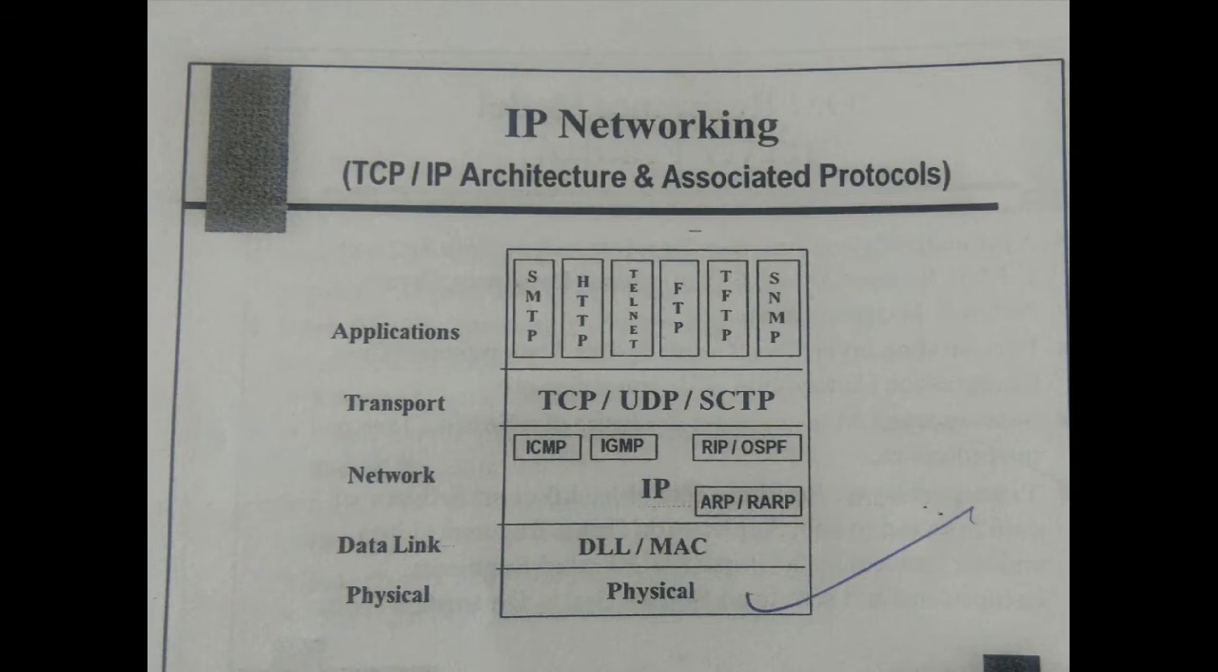In data link we have DLL or MAC protocol, and the physical protocol. So there are many devices which work on these layers. For example, we have MPLS, layer 2.5, which works on the data link as well as the network layer. So in this MPLS technology we have both protocols working, the data link layer protocol as well as the network layer protocol. In this way we must be aware of which layers these protocols work on.